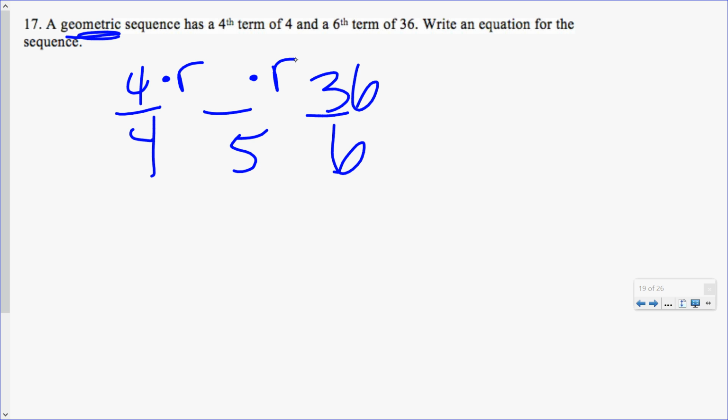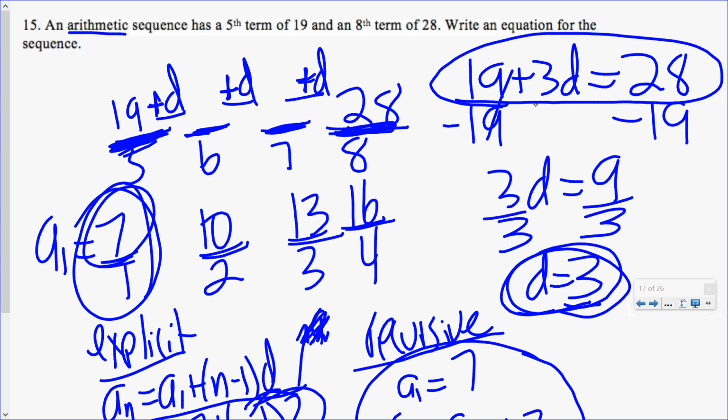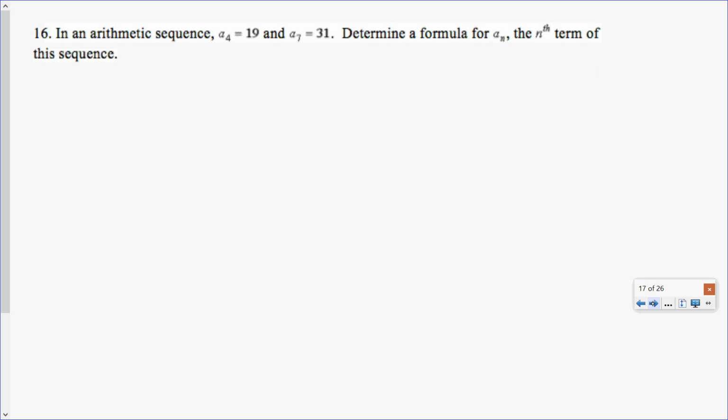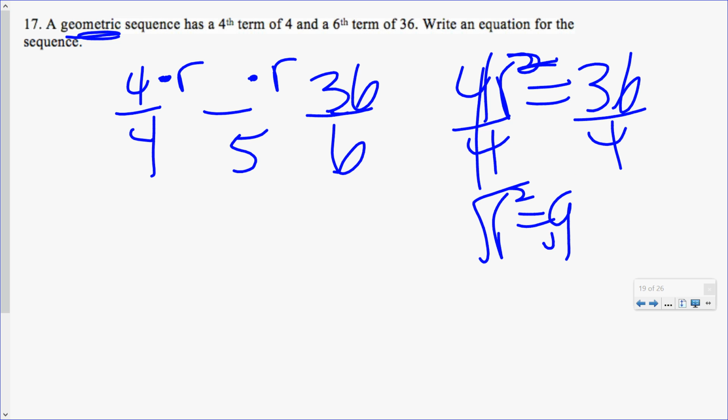So for geometric, it's a little bit different. It's 4 times r times r equals 36. So it's 4r squared equals 36. So geometric, again, is exponential. If it's geometric, you're going to end up with an exponent of how many terms are in between. Whereas if it's arithmetic, then you're going to multiply by how many terms are in between. So I do the algebra. r is 3.